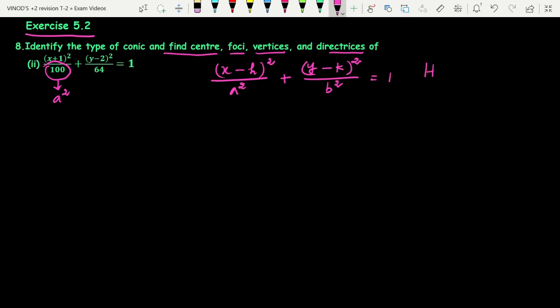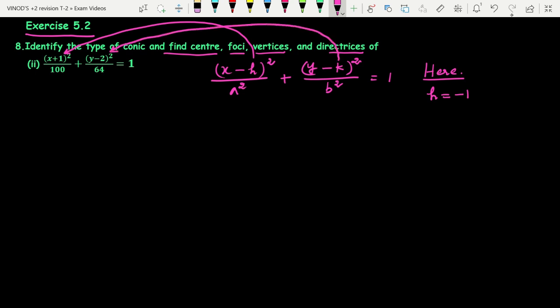Now identify what your h and k values are. Here, minus h is plus 1, so h is equal to minus 1. Change the sign and write. Minus k is equal to minus 2, so k is equal to 2.